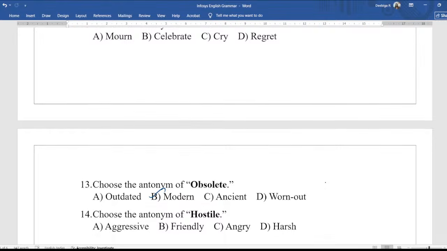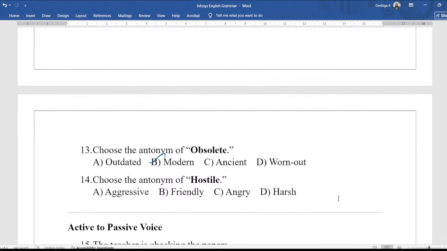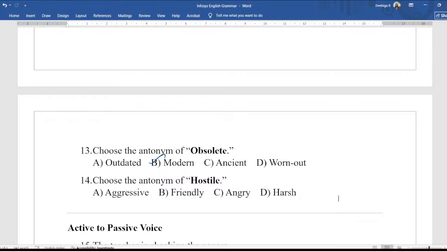Fine. Choose the antonym of hostile. Hostility means being aggressive, angry, or harsh. Hostility means not being friendly, being unfriendly, aggressive, angry, or harsh. So the correct antonym of hostile would be friendly.